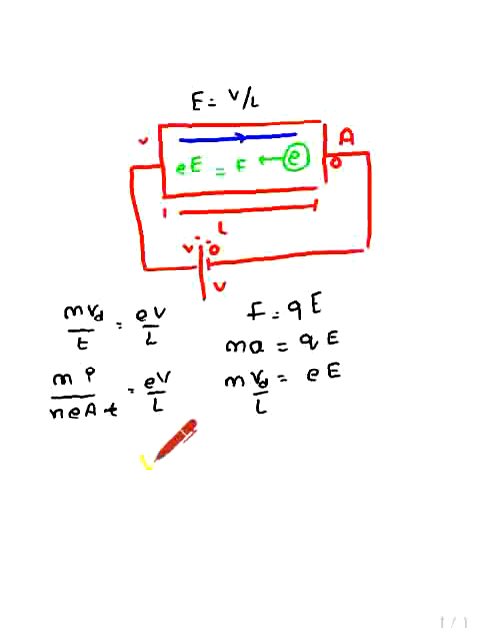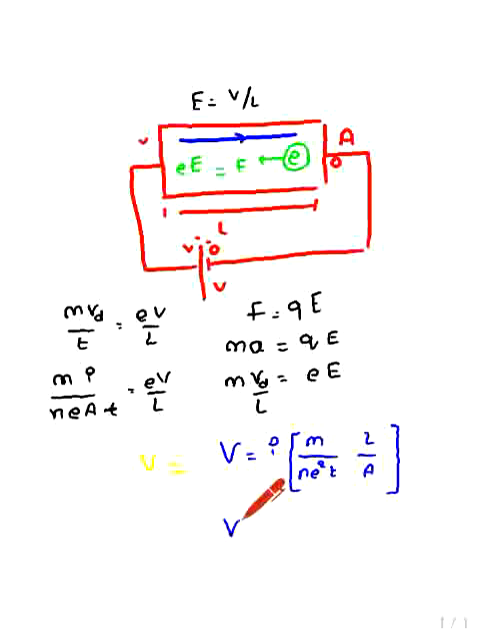Let's rearrange this. V equals I into m by n e square T into L by area. I purposefully kept L by A like that. V is equal to, this is a famous equation, V is equal to I into R.